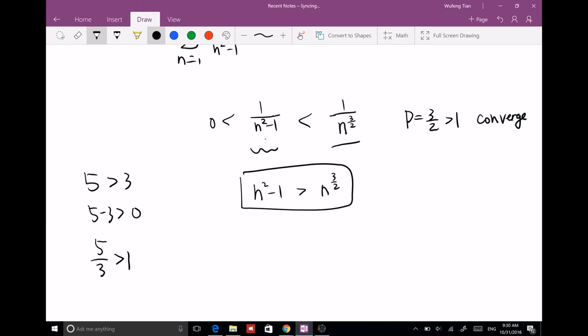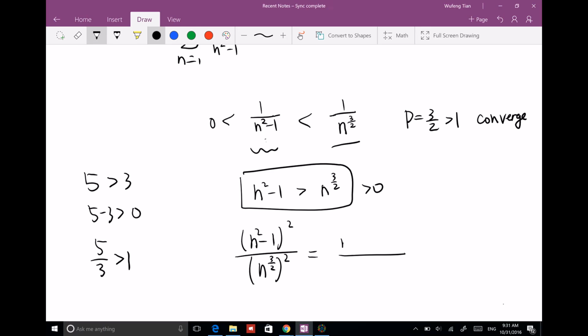Why? I can divide these two: n squared minus 1 divided by n to the power 3 halves. Since both are bigger than 0, it's not a problem for me to divide them. This has a half power, which is a big problem for me. So what I can do is square both of them. Since they're bigger than 0, I don't have to worry about negative numbers, because both are positive. n squared minus 1 is positive, and n to the 3 halves is positive. Now look at the square. If I square both of them, it's still bigger than, because it's positive.